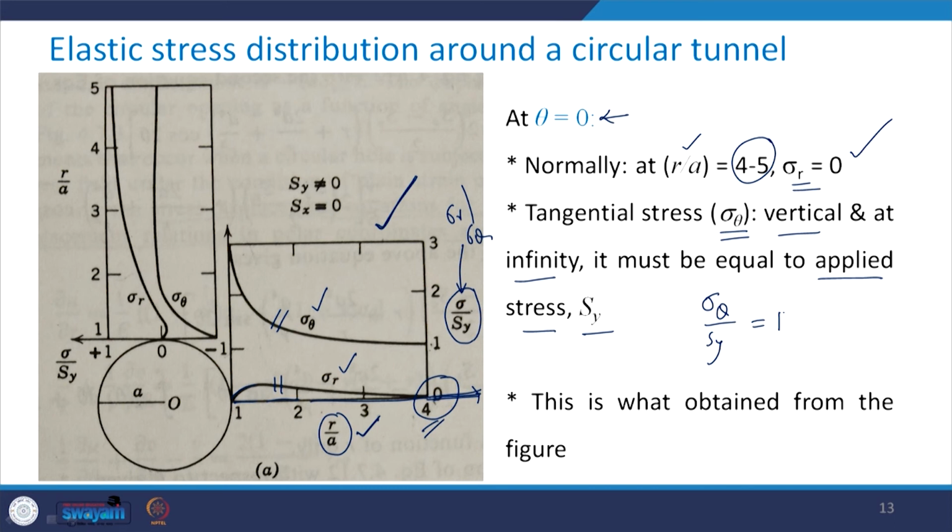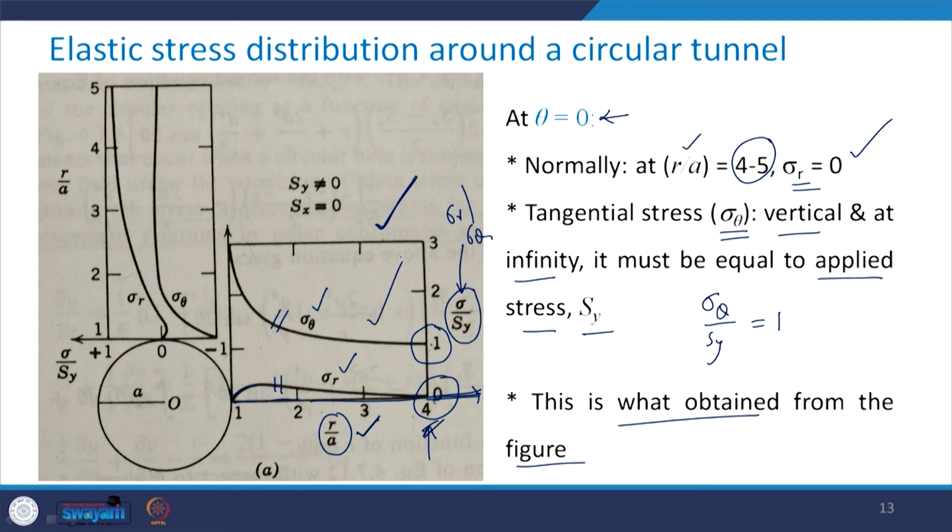In this case, r tends to infinity means that I am taking the radial distance to be about 4 to 5 times the radius of the tunnel, and we can consider that for all practical purposes to represent the infinite boundary in case of the elastic situation. So, you see that at r by a tending to 4 to 5, this sigma theta becomes equal to 1. This is what we get from those equations, and it has been represented in this figure.